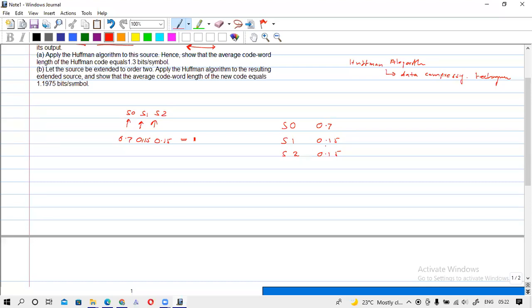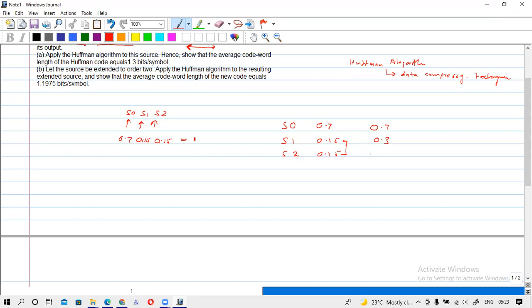The next step is we have to add the least two probabilities. In this case, it is these two. We have to add them and again write the probabilities. If we add these together, you will get 0.3, and it is less than 0.7. So still the highest probability is 0.7, and the second one is 0.3.